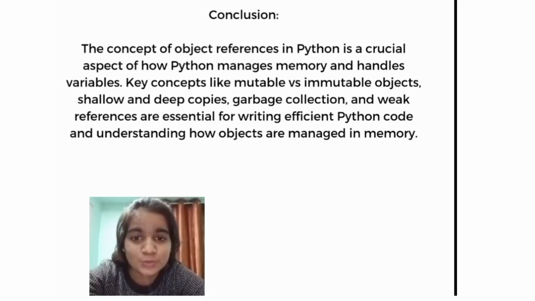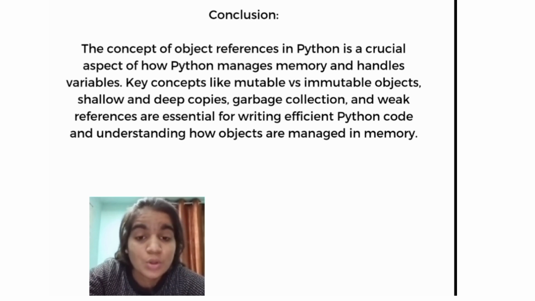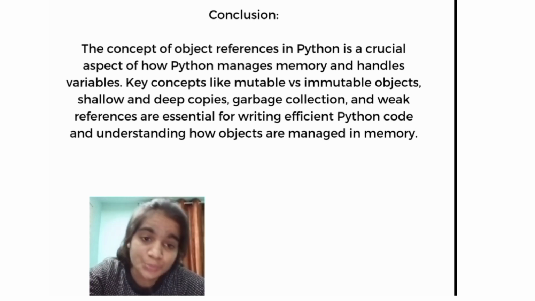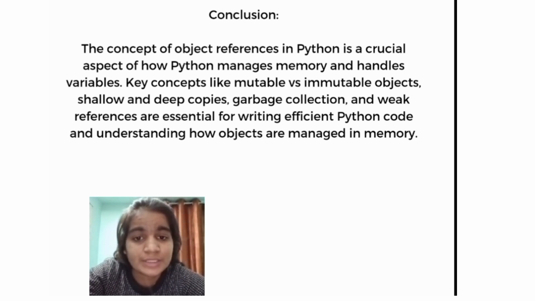Conclusion. The concept of references in Python is a crucial aspect of how Python manages memory and handles variables. Key concepts like mutable versus immutable objects, shallow and deep copies, garbage collection, and weak references are essential for writing efficient Python code and understanding how objects are managed in memory. This is all about object references in Python. Thank you, one and all.